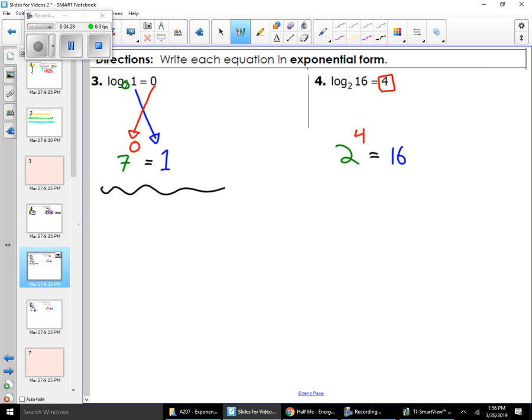If you have questions, ask them now before moving on. We're about to do the opposite of this, going from exponential form to logarithmic form, which is going to be the most common way we use logarithms.